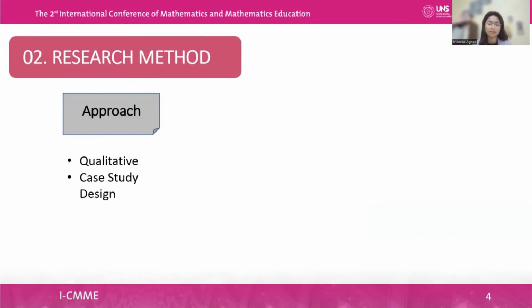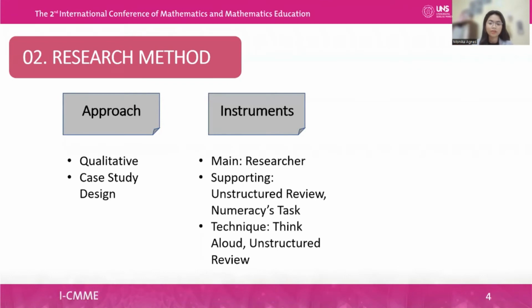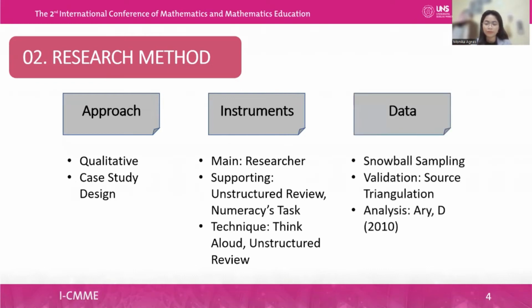Next, research method. The researcher used a qualitative approach with case study design. The main instrument is the researcher, supported by a numeracy task with think aloud technique and unstructured interview. For data collection, snowball sampling was used, with validation by source triangulation, and after all data has been collected, the stage of analysis uses a process of inductive data analysis. It processes from data to theory or interpretation as the inquirer reduces and reconstructs the data through the processes of coding and categorization. The research aims at interpreting the phenomena being observed.